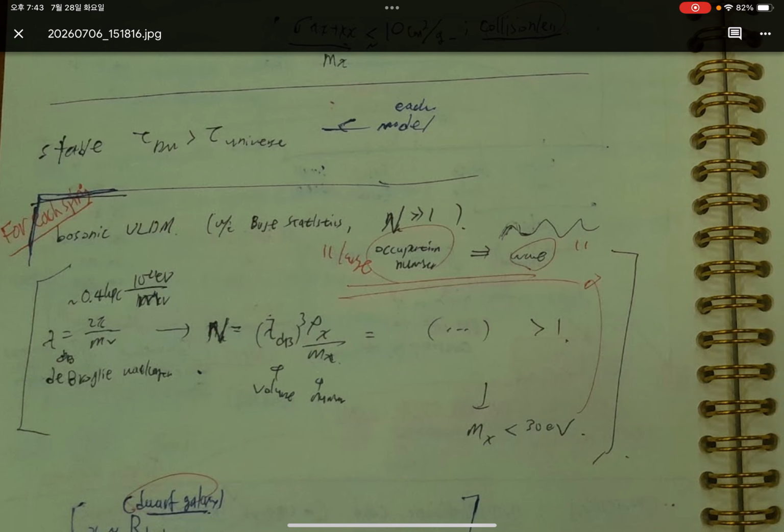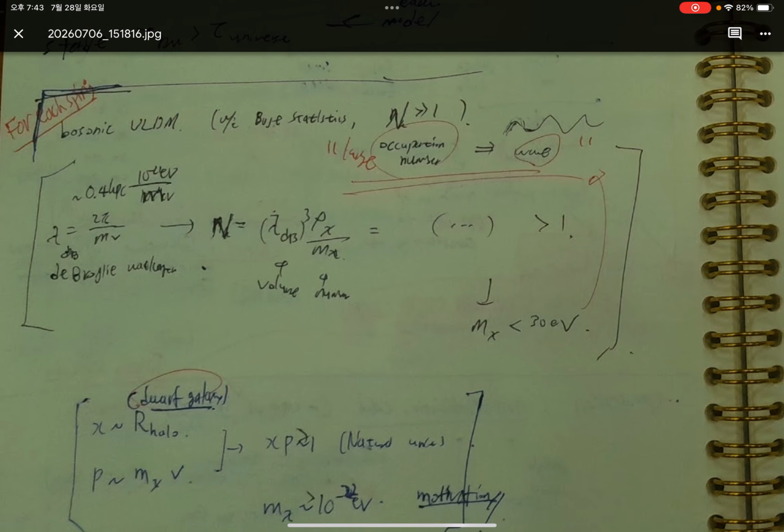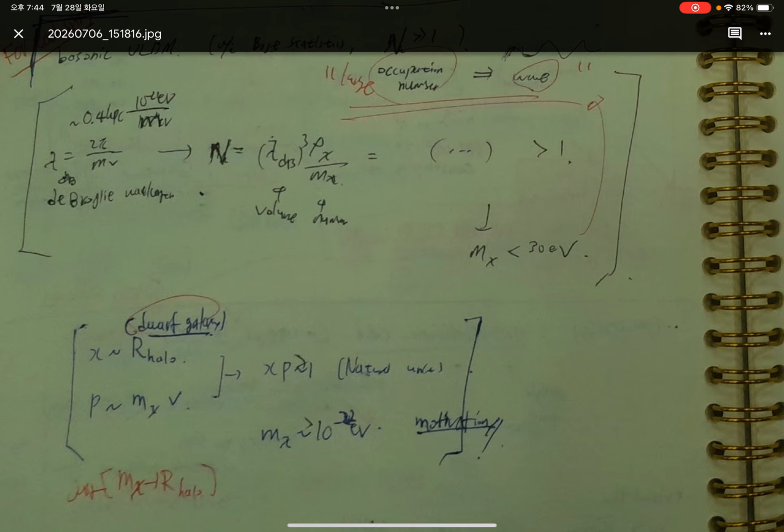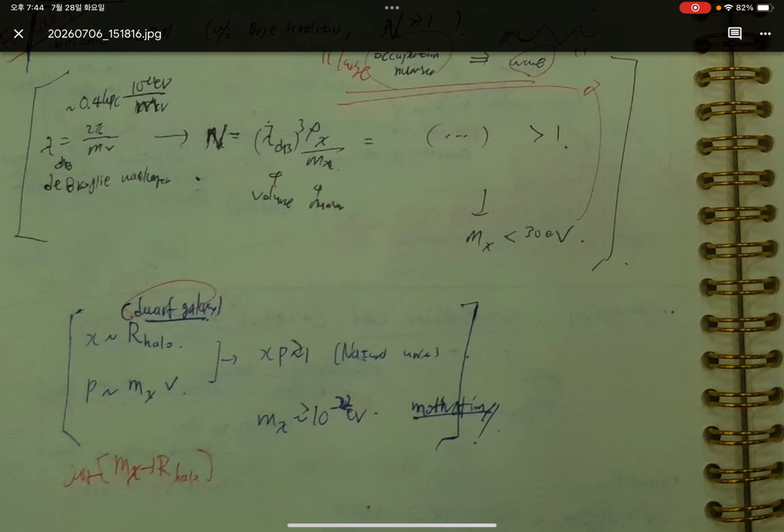Also, we know the stability condition. And case by case, depending on the dark matter particle theories, whether it's bosonic or fermionic, there is some specific mass bound. For example, bosonic dark matter satisfies Bose statistics, so the occupation number can be large. If the occupation number is greater than 1, then the dark matter is described by wave-like behavior. The corresponding wavelength is longer than the particle separation, and the occupation number is larger than 1, and this condition can be reduced to a mass bound: the mass is smaller than an electron volt.